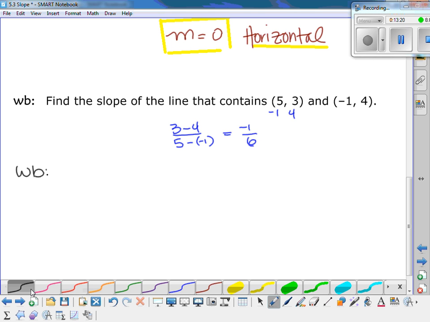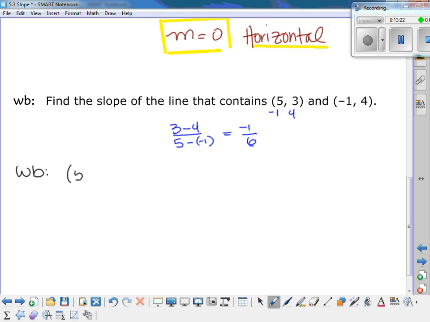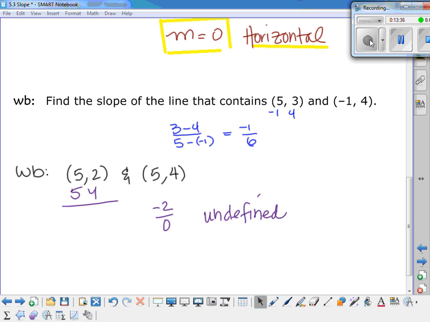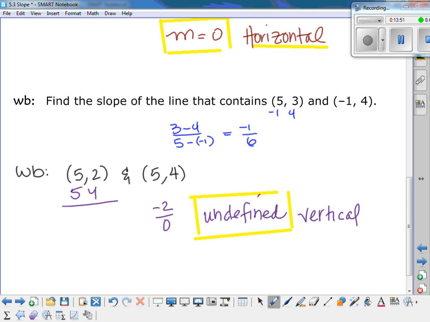One more for your whiteboards. I want you to do one that goes through 5, 2 and 5, 4. Okay, so you should have gotten that it was undefined. If it's undefined, what kind of line is it? Vertical. Okay, but the answer I was looking for was undefined. Thank you.